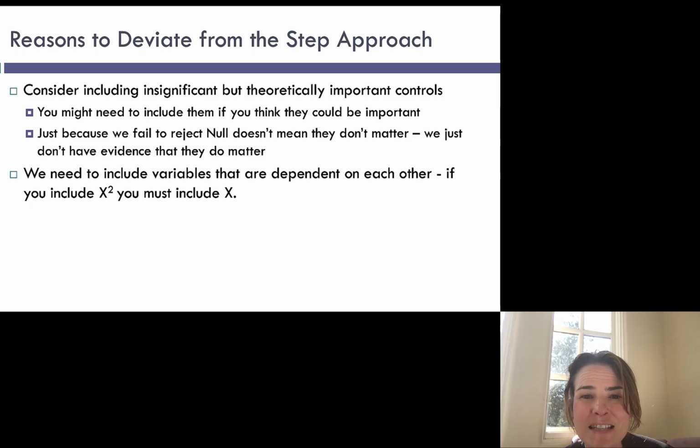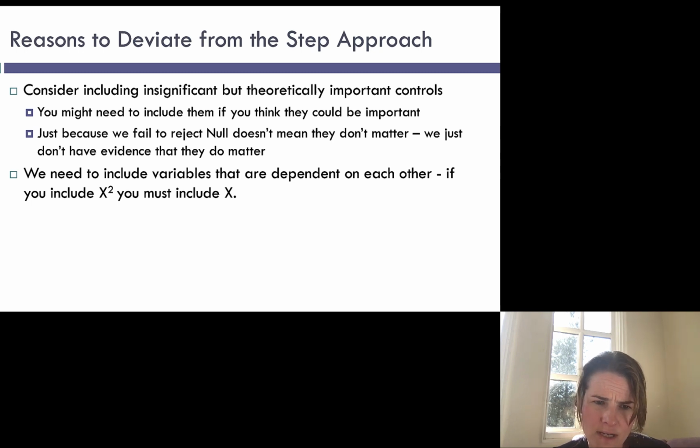Since we never accept the null, we never really say that the variable doesn't matter. We just don't have any evidence that these things do matter. So if they're theoretically important and we're worried about their influence, even if they don't come back statistically significant, we might include them just in an abundance of caution. So this might lead you to include more control variables than are significant or than the step approach would suggest you needed to include, especially if you're really worried about some factor X and its causal influence on Y.